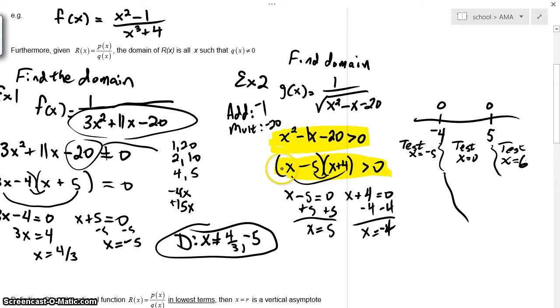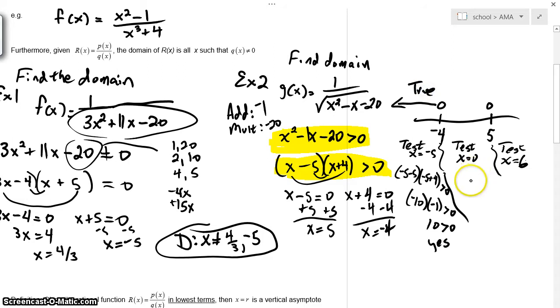Maybe using the second highlighted form, plugging in -5, we'd say is -5 minus 5 times -5 plus 4, is that all greater than 0? -5 minus 5 is -10. -5 plus 4 is -1. Is -10 times -1 going to be greater than 0? Well, it is. You have 10 greater than 0. So we'd say yes, and that means that this is true. To the left of -4 will work.